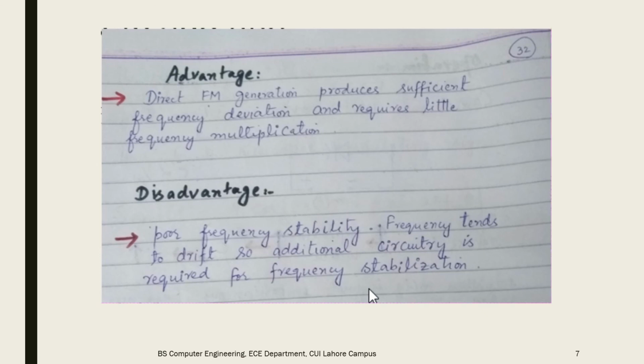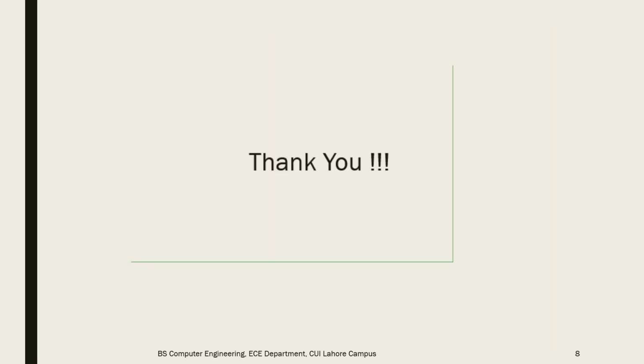Our solution to this problem is the indirect method, that is the Armstrong method of FM generation. This method will be the topic of our next lecture. So this is all about the direct method of FM generation. In this lecture we have studied FM generation, and for that purpose we have two methods: the direct method, which was the topic of this lecture, and the indirect method, which will be studied in the next lecture.